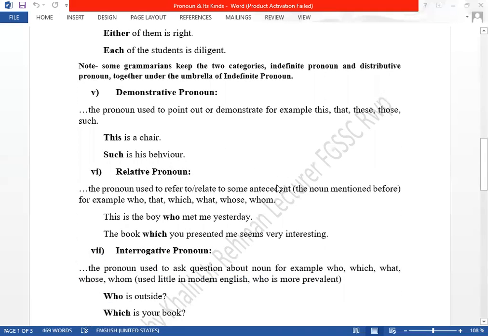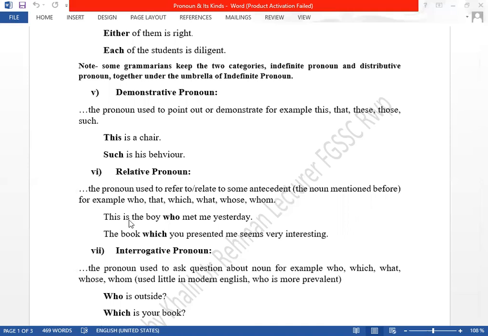Next we come to relative pronouns. As is clear from the name, these are the pronouns that are used to relate the nouns or things that are present exactly before them, that are preceding them. They are relating themselves towards the nouns, towards the things that are exactly before them, or the things that are mentioned before.